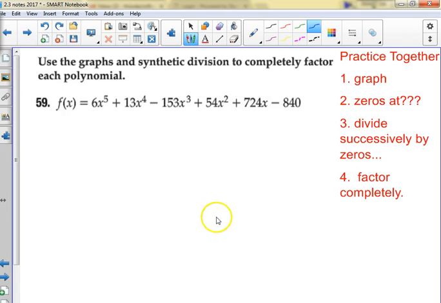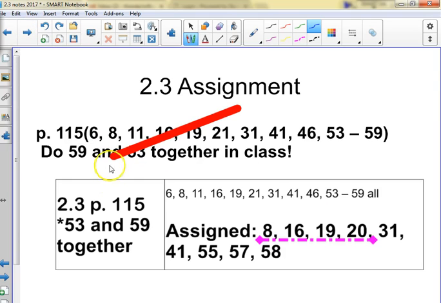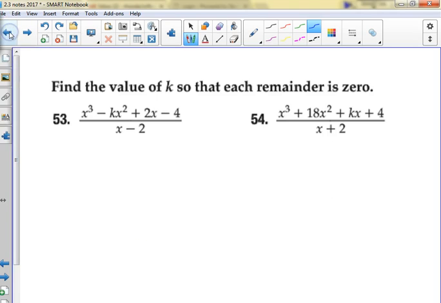All right, this is number 59 of the assignment, which is not actually assigned. It says graph, find zeros, divide successively, and factor completely. I want to talk about these though first because it says here we're supposed to do 53 and 59 together. Before we do this, this is off your assignment sheet. Let's do 53 real quick.